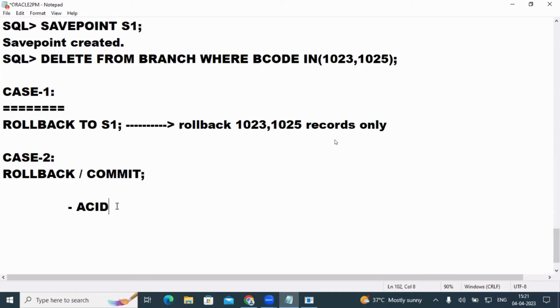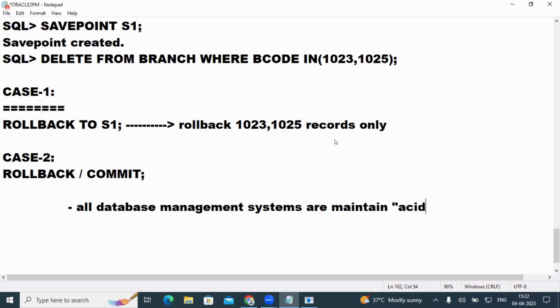If anybody goes to a database site. Okay, now? Right. Now write them below. All database management systems are maintained ACID properties internally.